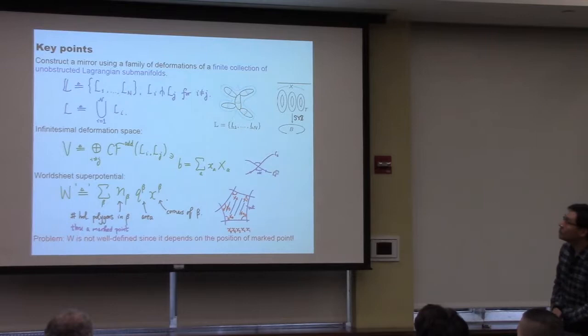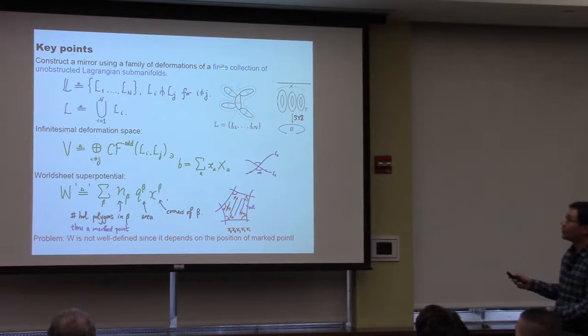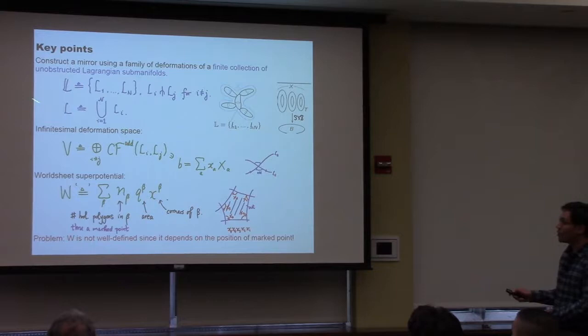Okay, so the key point is here. We consider a finite collection of unobstructed Lagrangian submanifolds, roughly drawn here. Let's denote this finite collection by this bold L, and if we just consider its union, let's denote it by L. So roughly, Lagrangian Floer theory is about this union. So for the moment, let's just take the union.